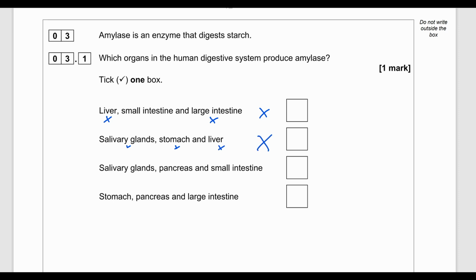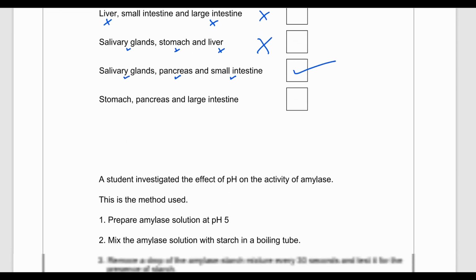Let's look at our third option. The salivary glands, yes, produce amylase. Pancreas, that also produces enzymes and amylase. And small intestine, yes, that does too. So that should be our answer. Just checking the last one quickly. Stomach, no, we mentioned. Pancreas does, and large intestine doesn't.